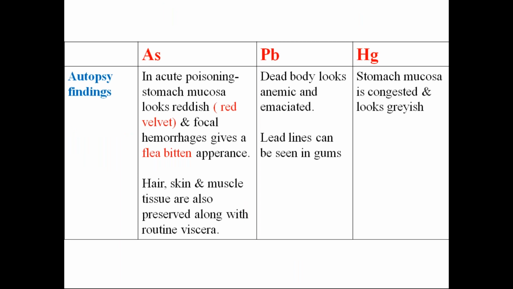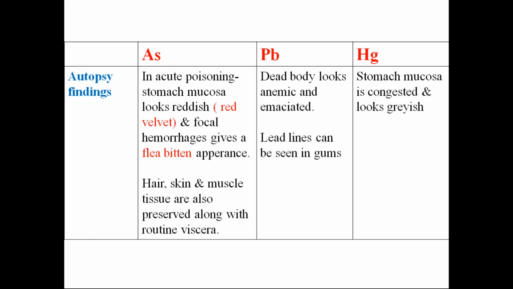Autopsy findings in arsenic poisoning, we have red velvety appearance of stomach mucosa in acute poisoning, and then there can be focal hemorrhages and then flea-bitten appearance. Flea-bitten appearance can be seen on the stomach mucosa. Hair, skin, muscle tissues are also preserved along with the routine viscera in case of arsenic poisoning.